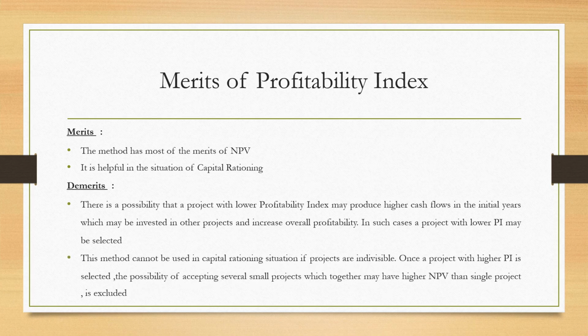This method cannot be used in capital rationing situation if projects are indivisible. Once a project with higher PI is selected, the possibility of accepting several small projects which together may have higher NPV than single project is excluded.